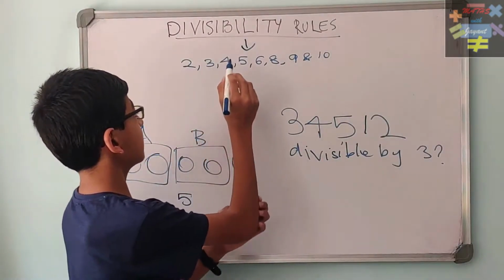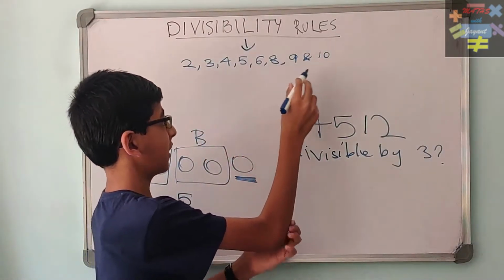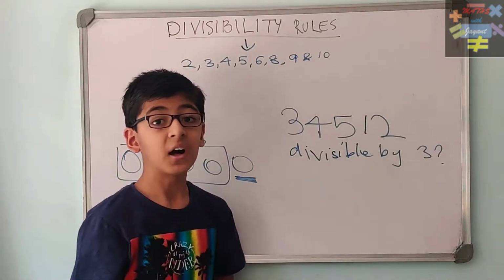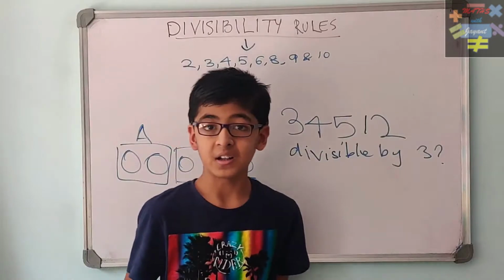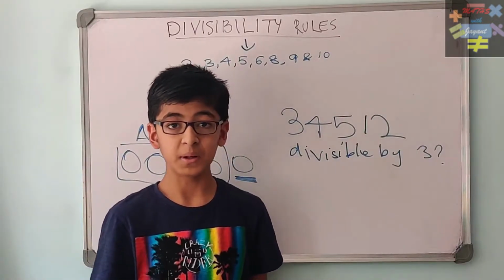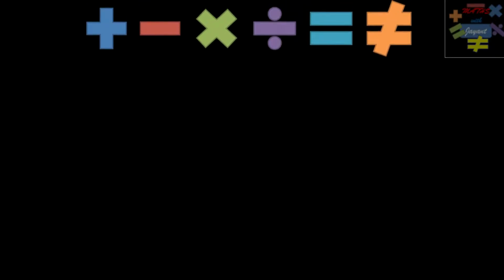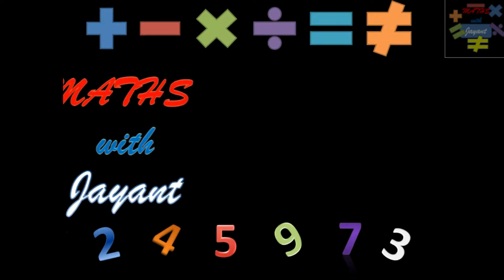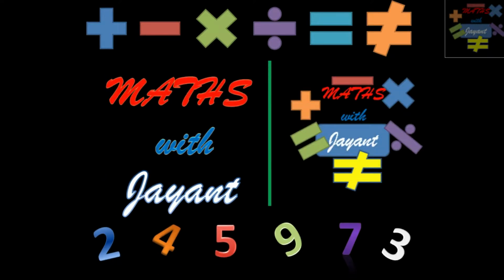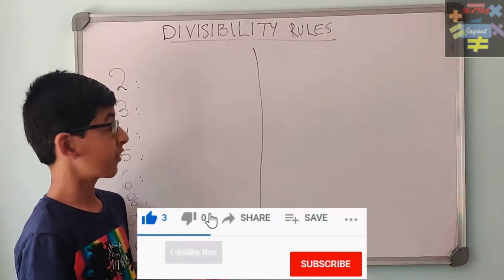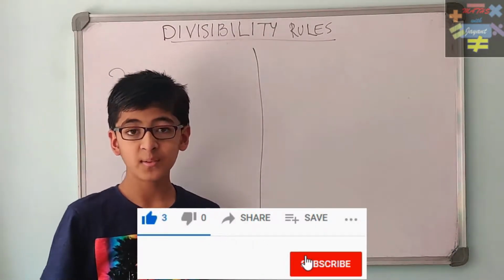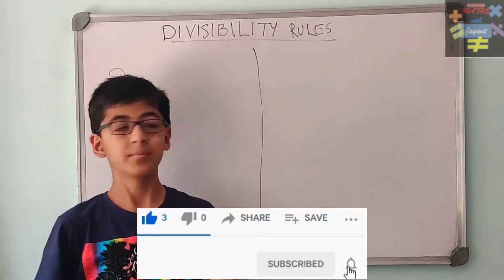For 2, 3, 4, 5, 6, 8, 9 and 10 we are going to cover the rules. There are more, but these are the basic ones. So now let us learn the basic divisibility rules. Let us start with the first one, the divisibility rule for 2.